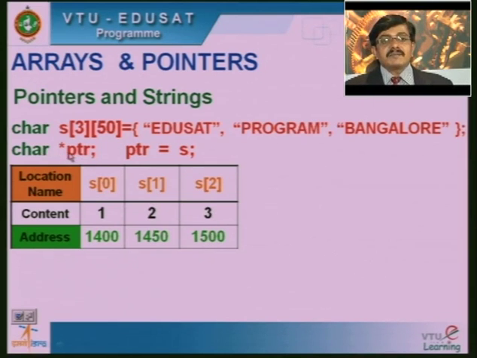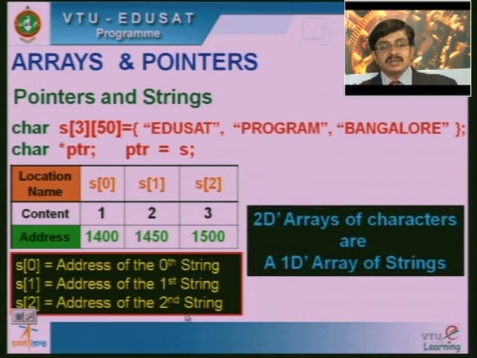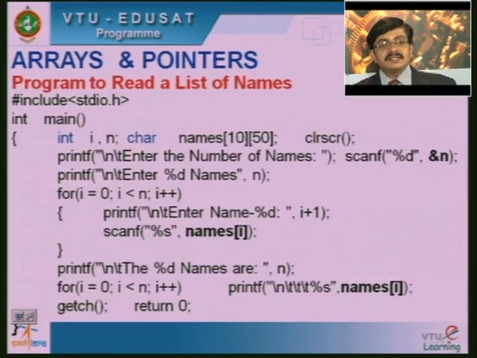So here again, PTR, I am declaring it as a pointer to char, and I am assigning PTR is equal to the address of S. So S of 0 is the address of the 0th string, S of 1 is the address of the first string, and similarly S of 2 is the address of the second string. So we can see this as a 2-dimensional array of characters or a 1-dimensional array of strings. Using this 2-dimensional array of characters, we can perform operations very easily in programming.